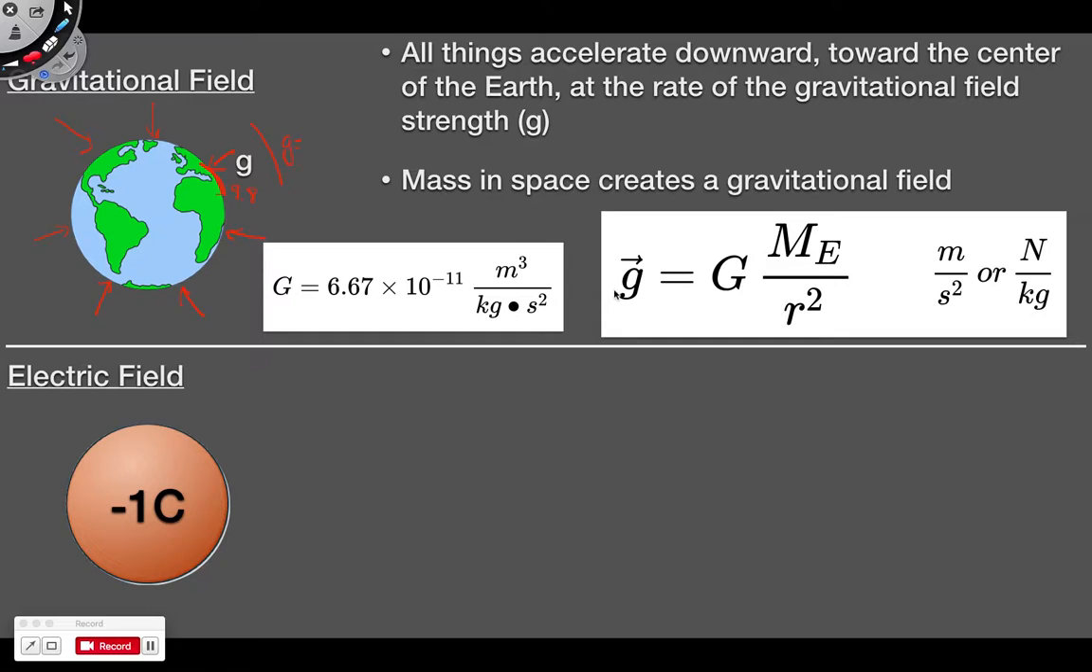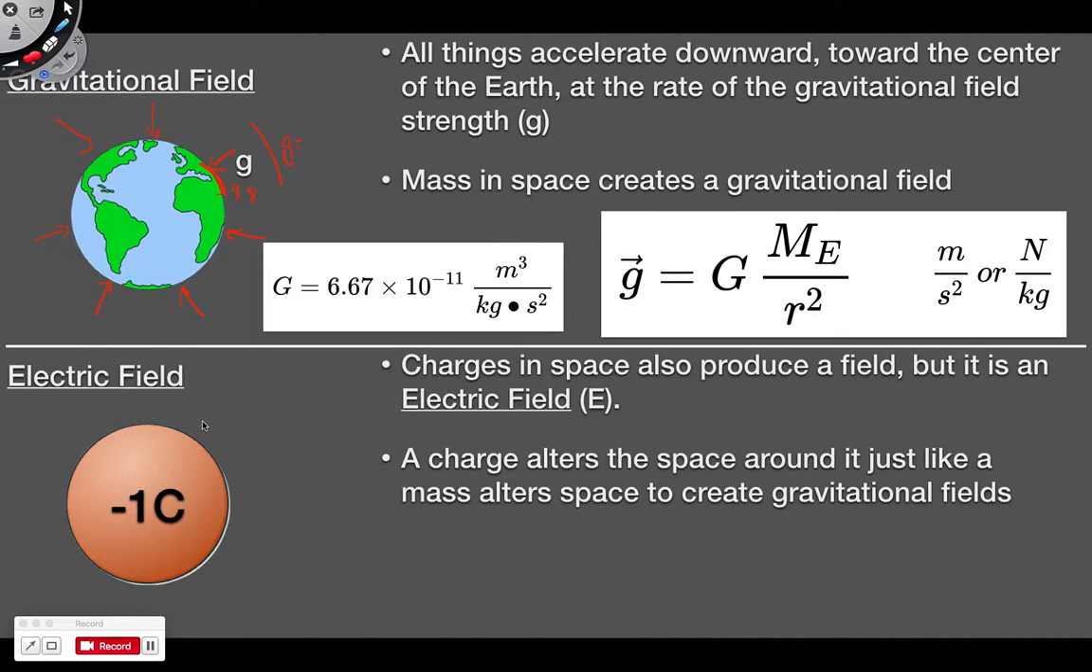Now, if I put a charge into space, what happens? Well, I put mass into space and a gravitational field arises. I put a charge into space and guess what? An electric field arises in that same way, except instead of the fundamental property being mass, this fundamental property is charge. Same thing, it warps the space around it, alters space around it, just like a gravitational field does, and it creates an electric field, which we would call big E.